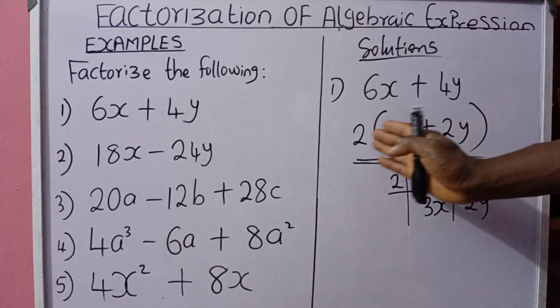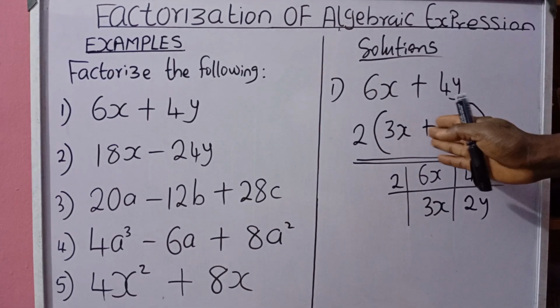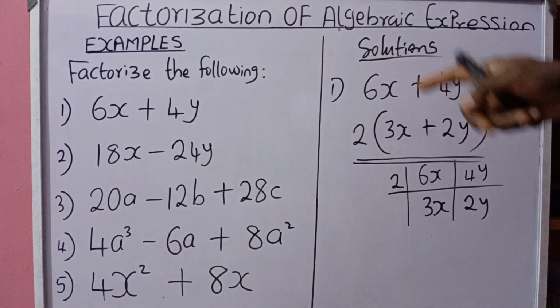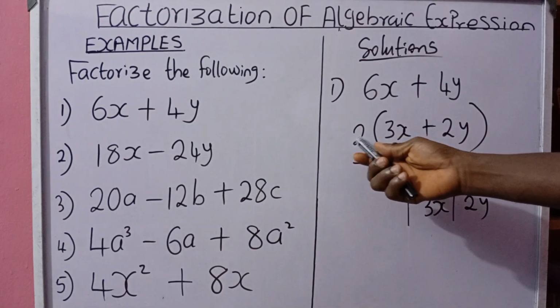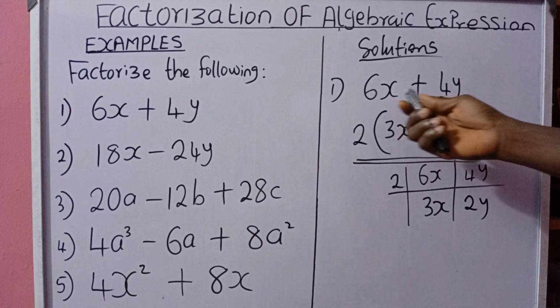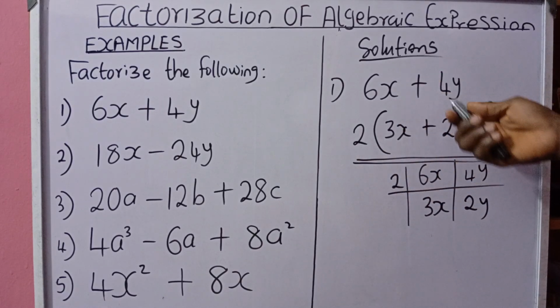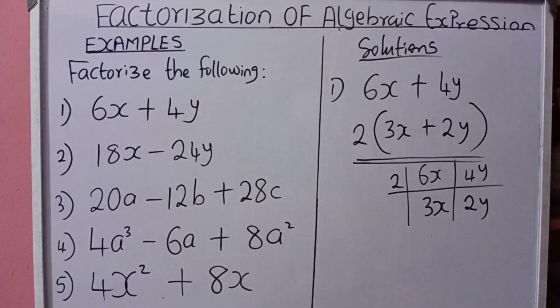And when we open this bracket now, we'll get this back. Factorize this, you get this. Expand this, you get this. So factorization is the opposite of what? Expansion. So to test this, we say 2 times 3x will give us 6x plus 2 times 2y will give us 4y. So that explains the solution of number 1.